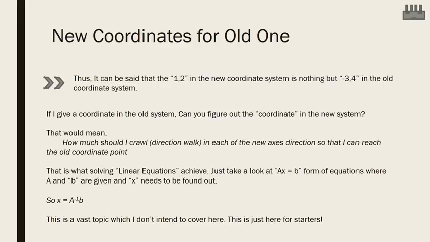So this is exactly the same as what linear equations solve. For example, you just look at ax equal to b, where a and b are given and x needs to be found out, right? So what value x in the new coordinate system, when multiplied with this axes matrix a, will give you b? So x is nothing but a inverse of b. And talking about a inverses and determinants, I think it's a whole new topic by itself, so I'm not going to cover it here. This is just here for starters.